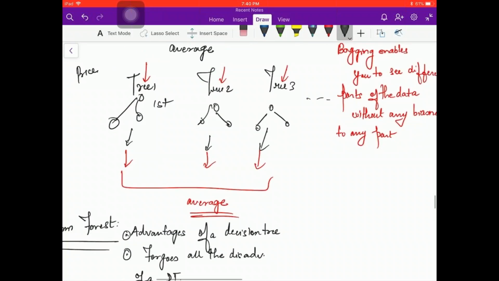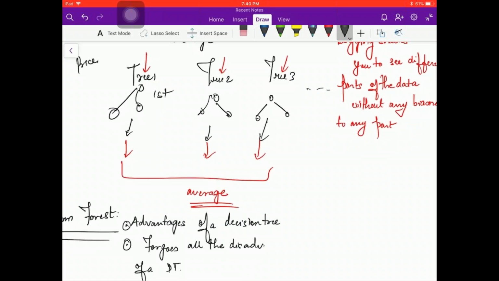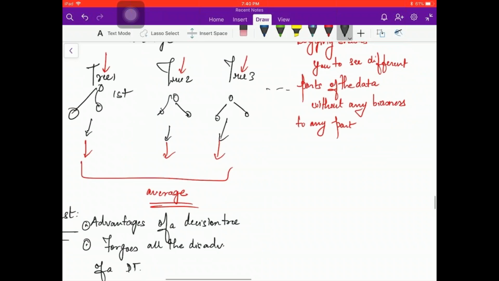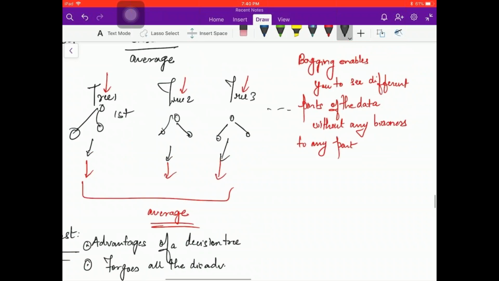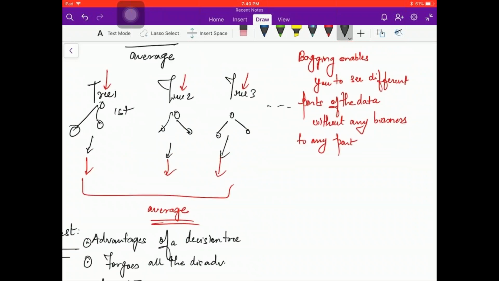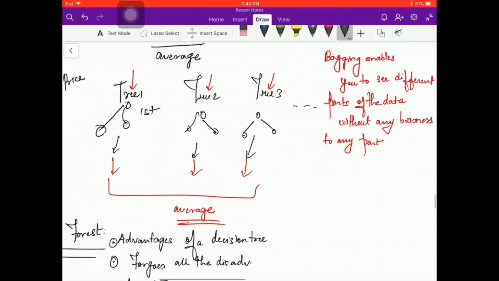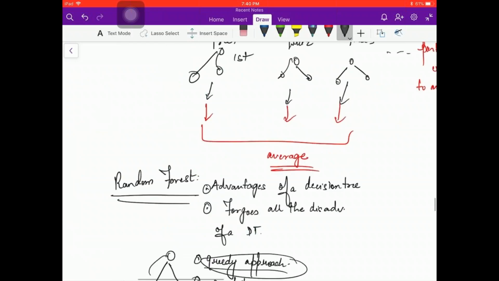The visual is also, I think, clear. So bagging, if you go to the right, you see bagging enables you to see different parts of the data without any bias to any part. Now this is the same concept that carries forward to the random forest.